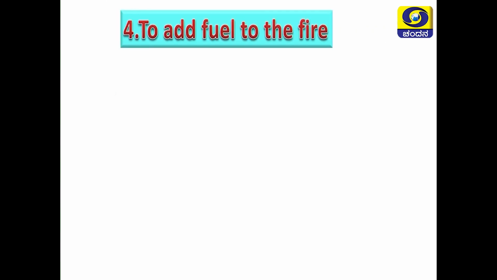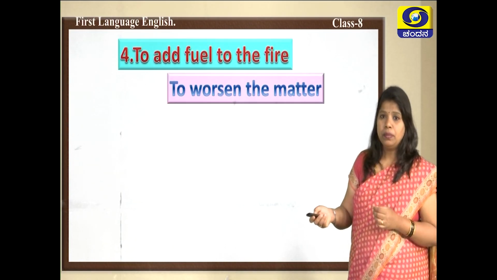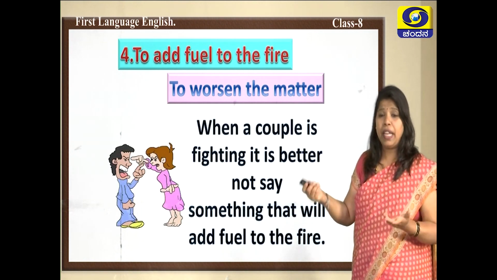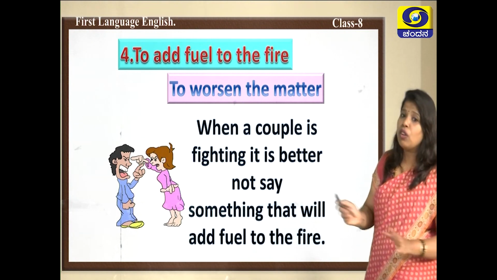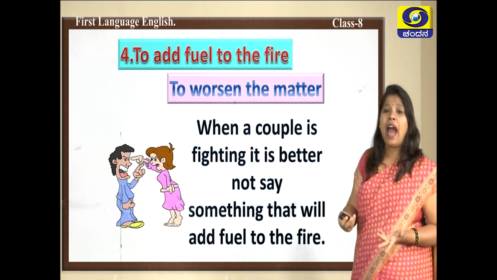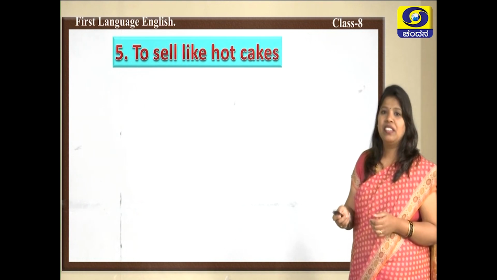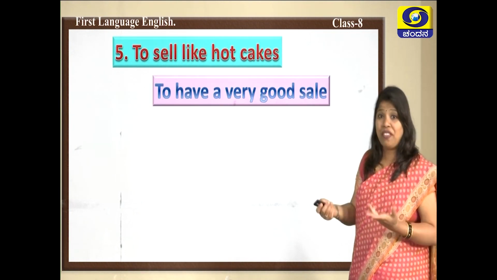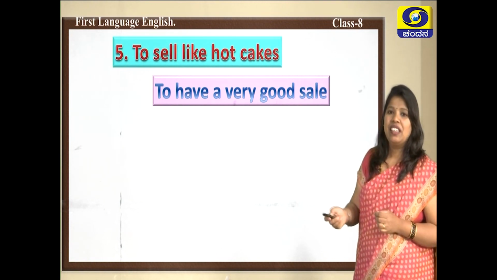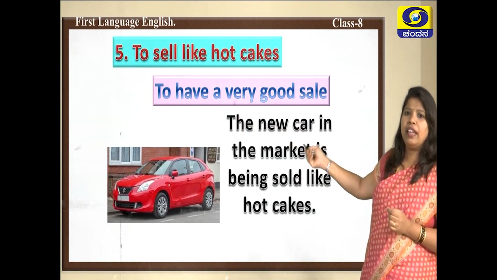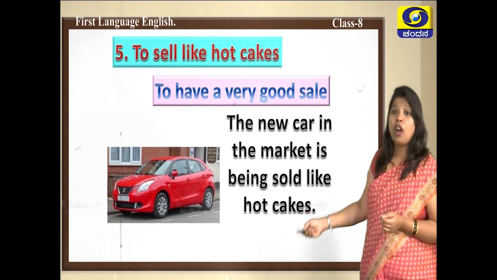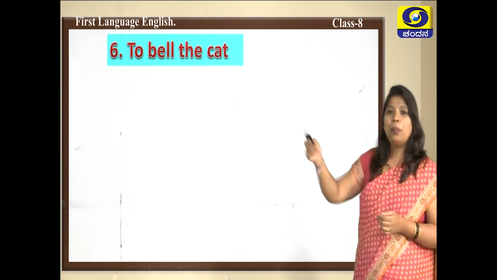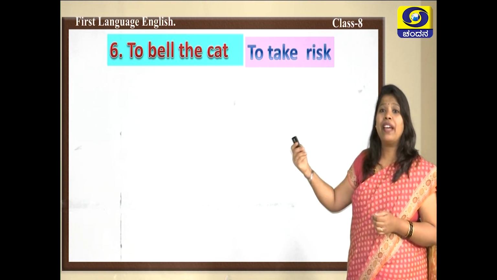Fourth one, to add fuel to the fire, to worsen the matter. So, when a couple or somebody is fighting, it is better not to say something that would add fuel to the fire. Next, to sell like hot cakes. It means to have a very good sale. So, the new car in the market is being sold like hot cakes, means it is having a very good sale. To bell the cat means to take risk.